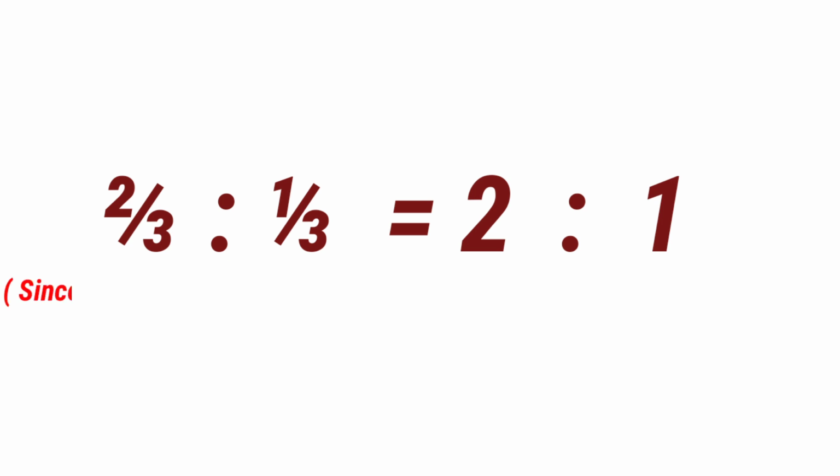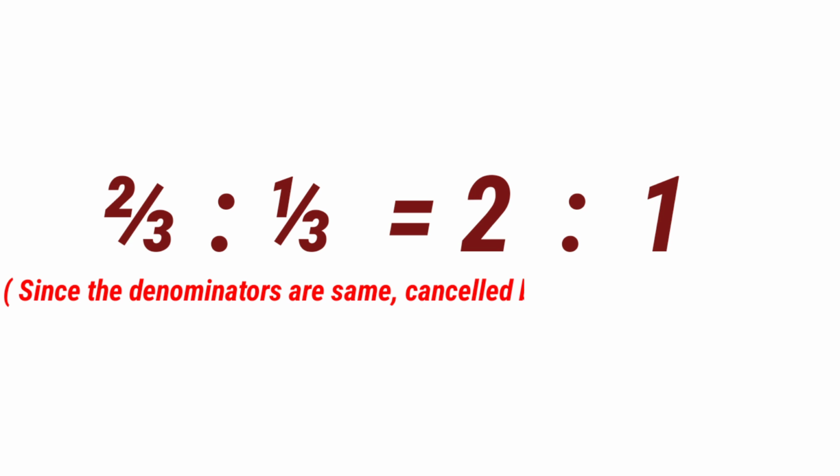So here both the denominators are same. When the denominators are same, we can cancel both the denominators, and so we can write the ratio as the numerators, 2:1. So we can use the LCM method also here.